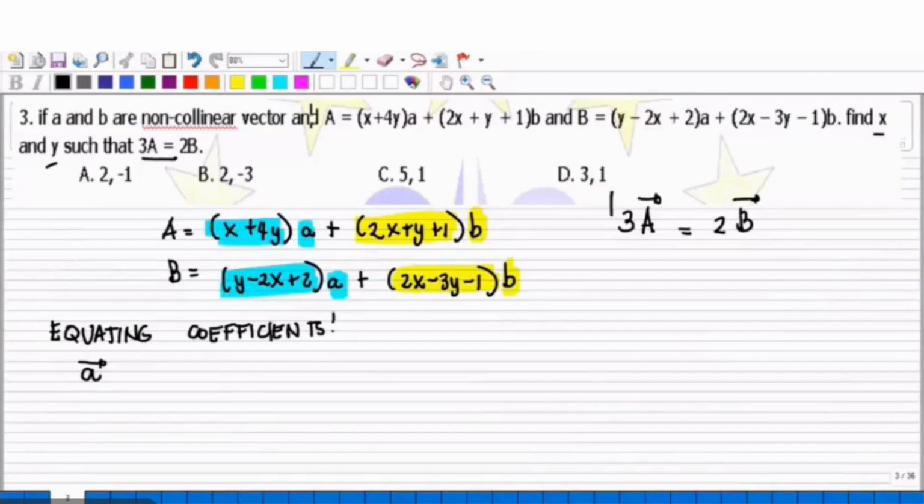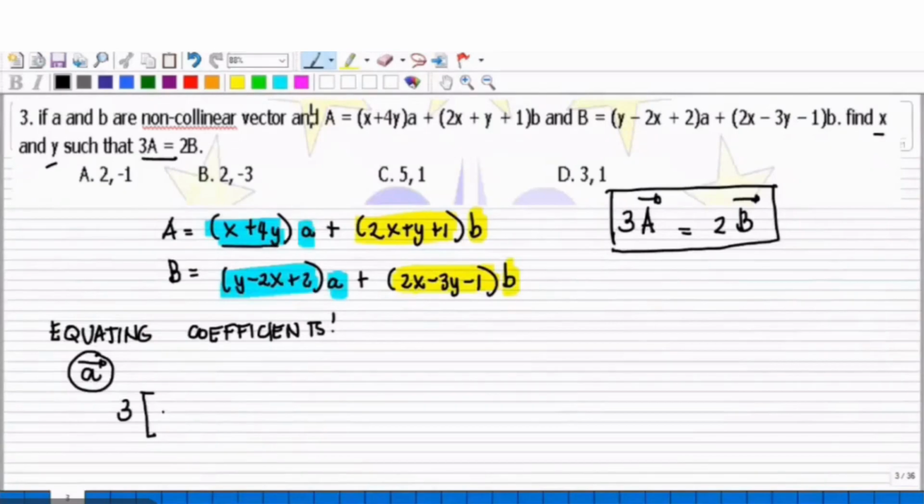But however, take note po, susundin natin itong notation na to. Okay? So, 3 times yung ating vector A. Okay, so 3 multiplied by yung mga coefficients lahat ni vector A, or no ating directional vector A, which is x plus 4y. Okay, that is equal to 2 times yung ating coefficients ng ating directional vector A dun sa ating vector B. Okay, so ito po. Ayan. So, this is y minus 2x plus 2.